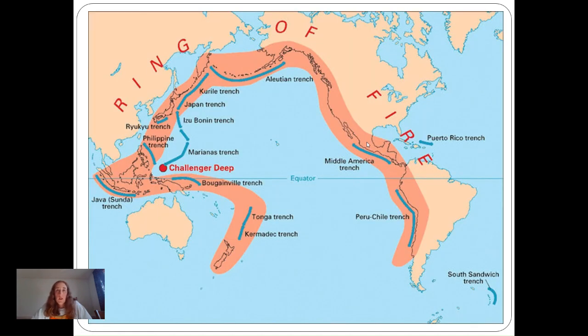Just to show you where a majority of Earth's convergent plate boundaries are, most of them are located around the Ring of Fire, which is this zone in the Pacific Ocean. And every blue line that you see here is a trench. So this is a location where two tectonic plates are colliding and one is getting pushed underneath the other.